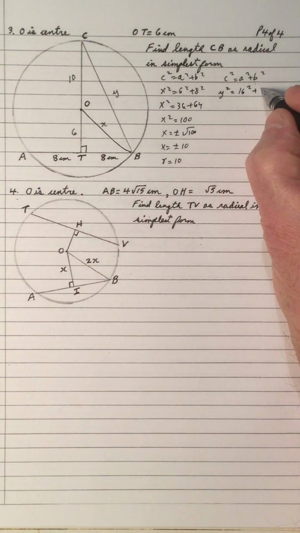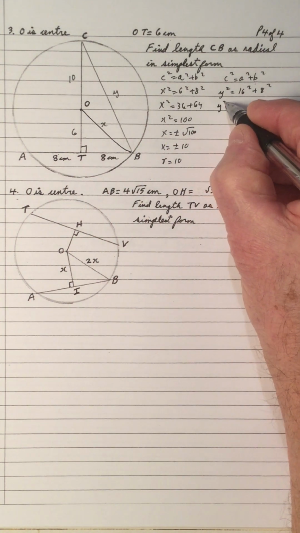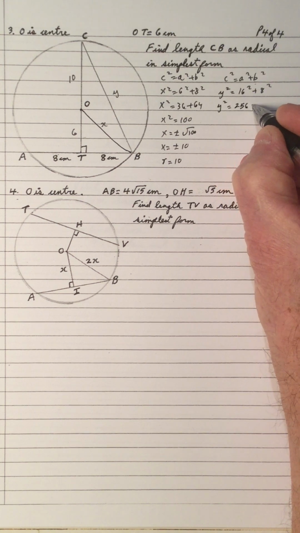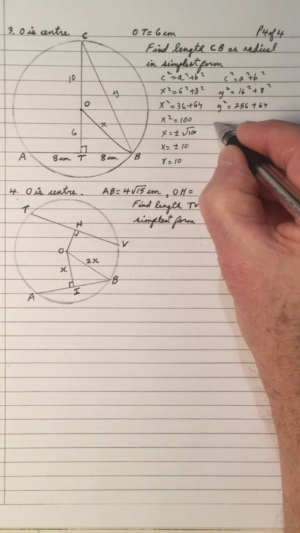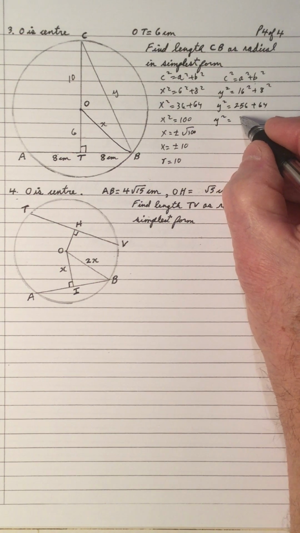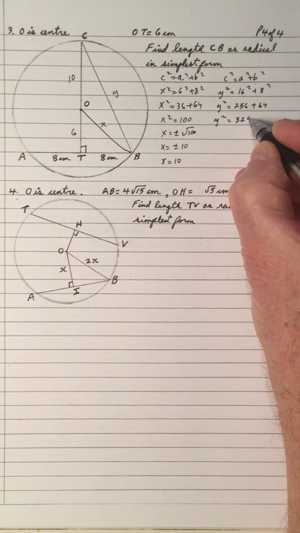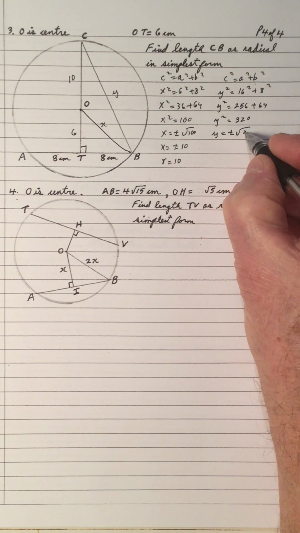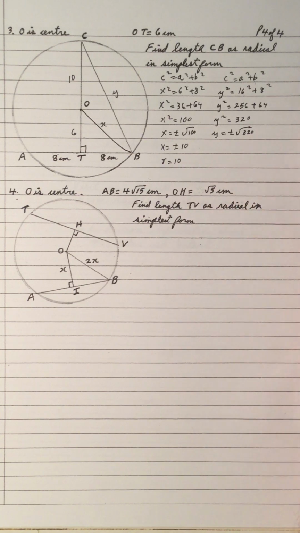And B is 8. So y squared: 16 squared is 256, 8 squared is 64. Their sum, if you add them up, is 320. So y equals plus or minus the square root of 320. And we break the 320 down.